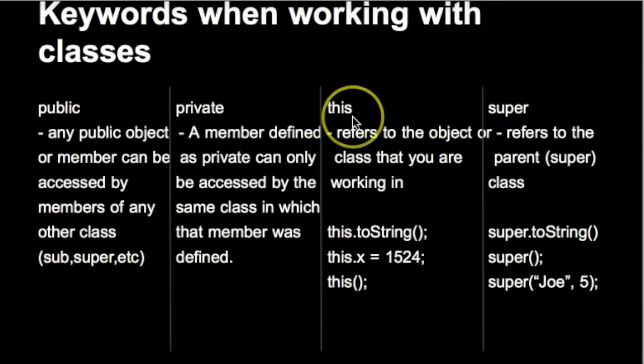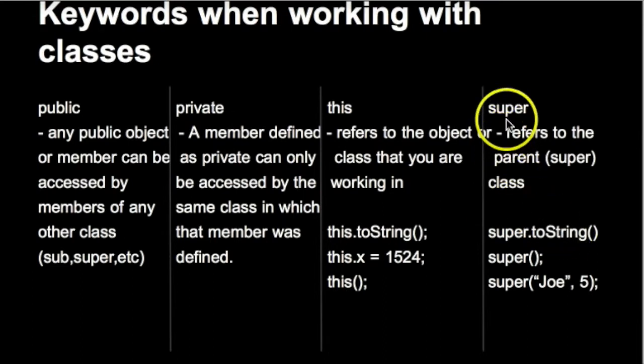And then we have the this keyword, and that refers to the object or the class that you are working in. So we can say this.toString method, or this.x, which could be our instance variable, is equal to 1524, or just an empty this, which calls our constructor that we created. And again, this refers to the class that you are working in.